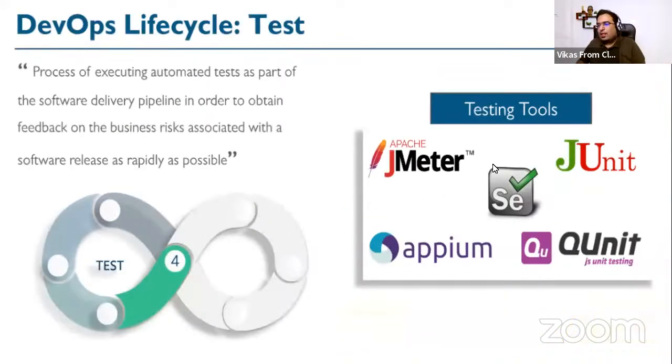Cool. Testing. In the testing phase, as soon as the build happens, testing will get started. Testers do the testing with the help of Selenium, JMeter, JUnit, QUnit, Appium. There are so many tools available. Out of that, Selenium and JMeter are the very common tools. Selenium is primarily for web testing, and JMeter primarily for performance testing. So if you require this type of thing, we can use these tools.